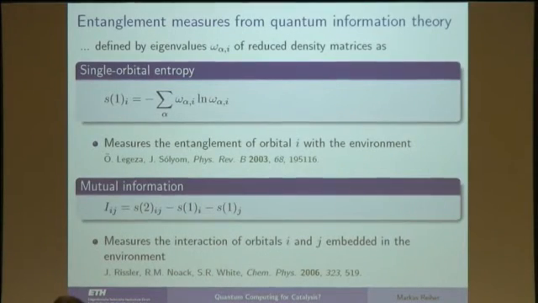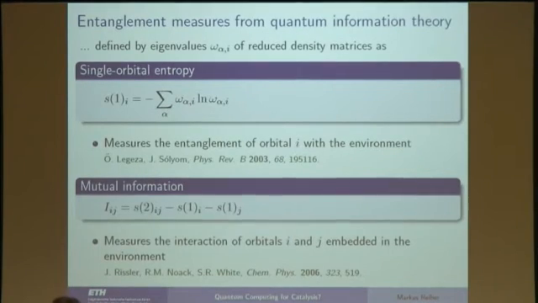The single orbital entropy is computed from the eigenvalues, omega, of the reduced density matrix that we obtain when we trace out all the environment states with which a single orbital would interact. And then we end up with a 4x4 reduced density matrix, and we have 4 eigenvalues, and we can compute the single orbital entropy here.